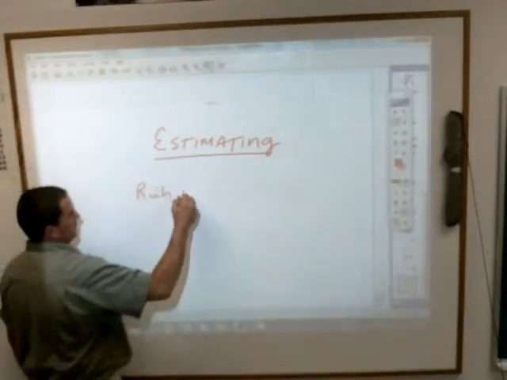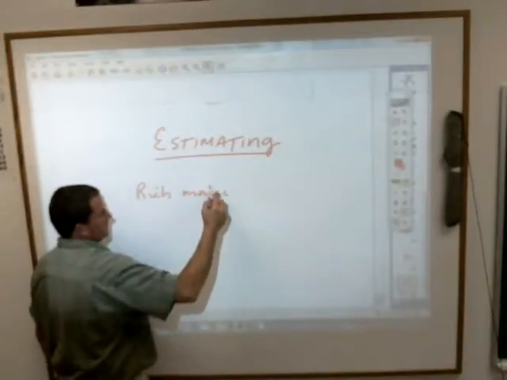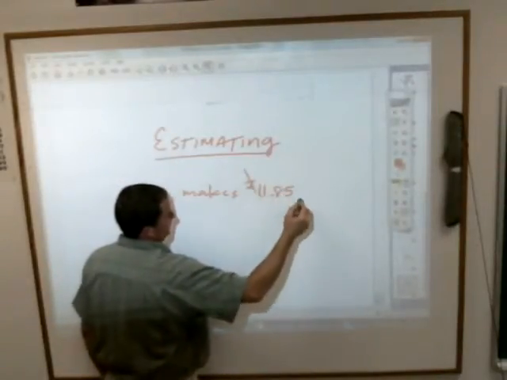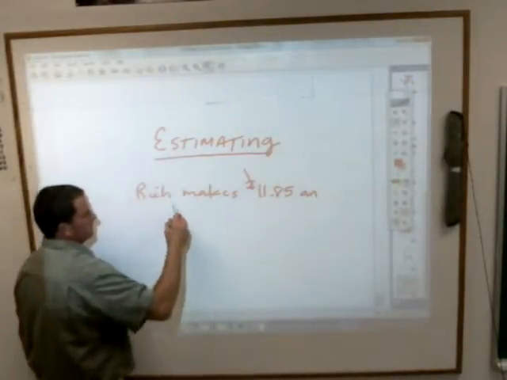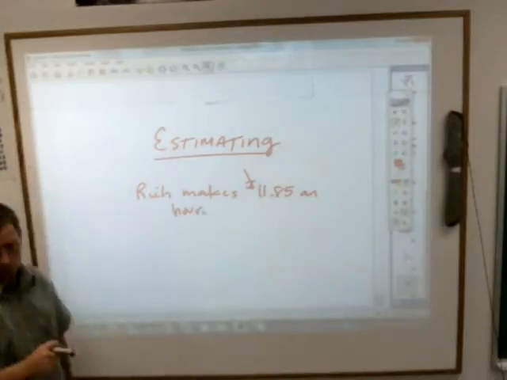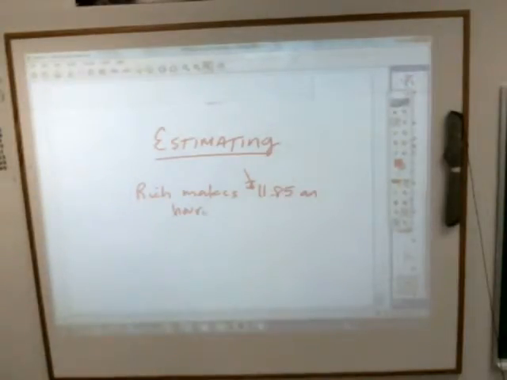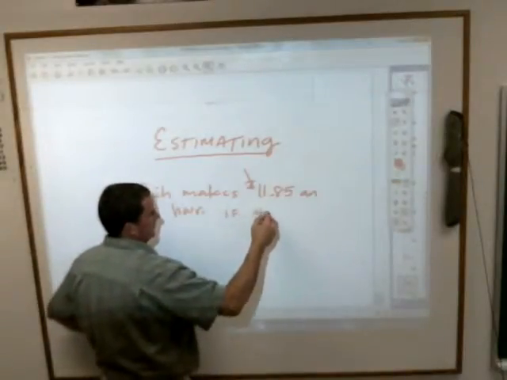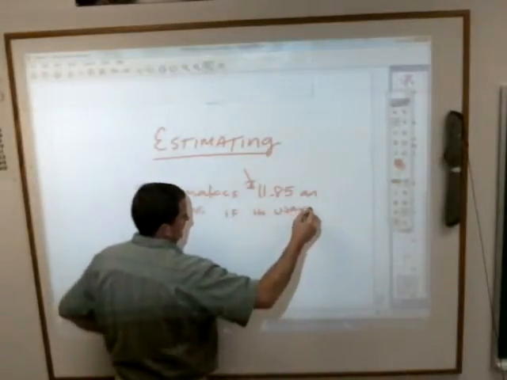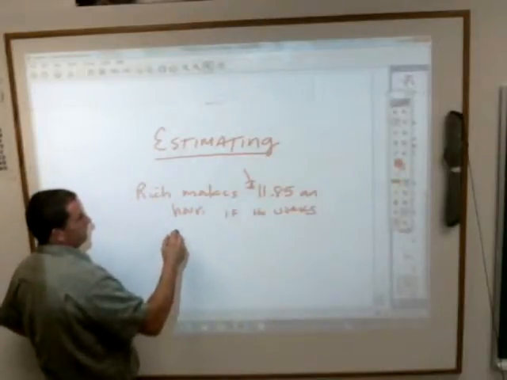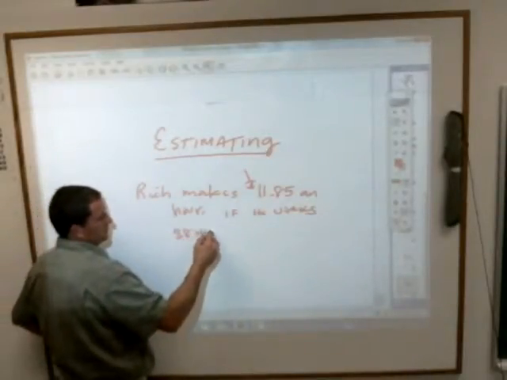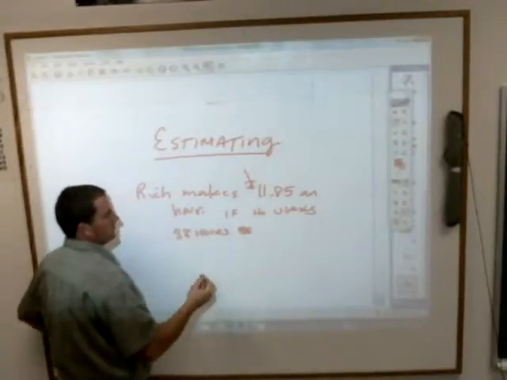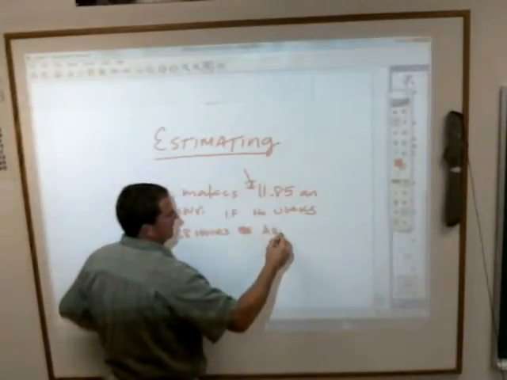Rich makes $11.85 an hour. If he works 38 hours, estimate. Well, they don't always use the word estimate. A lot of times they just say about.